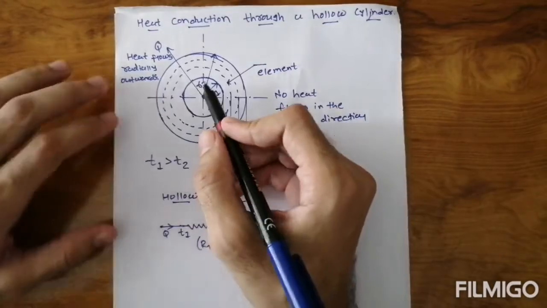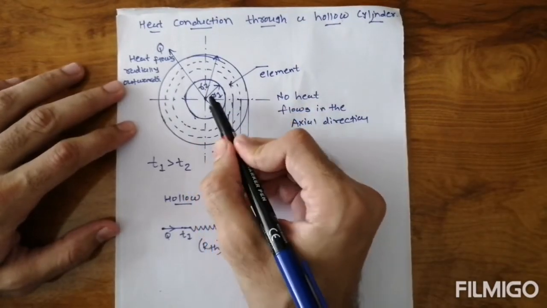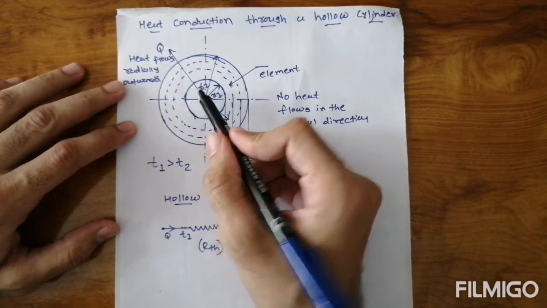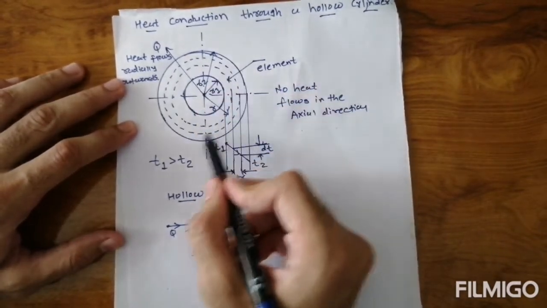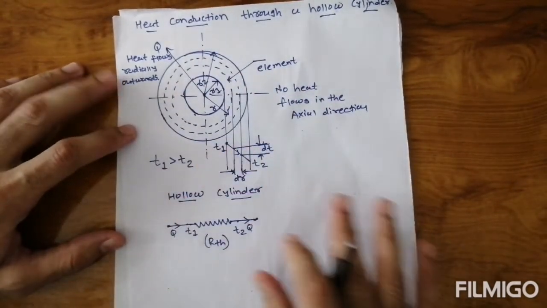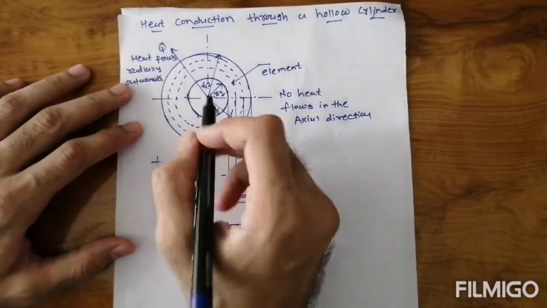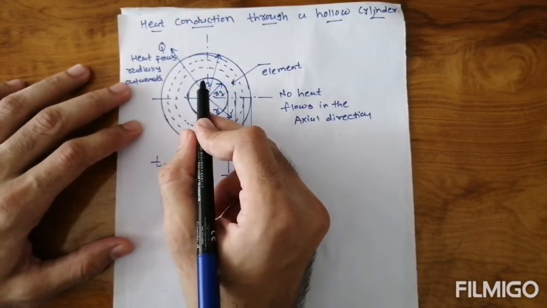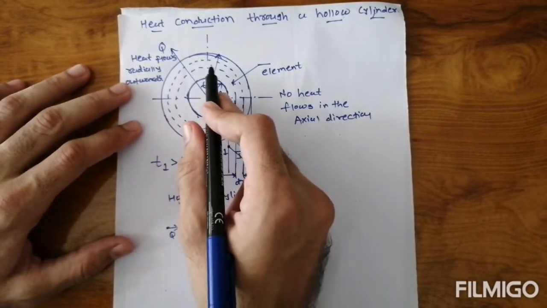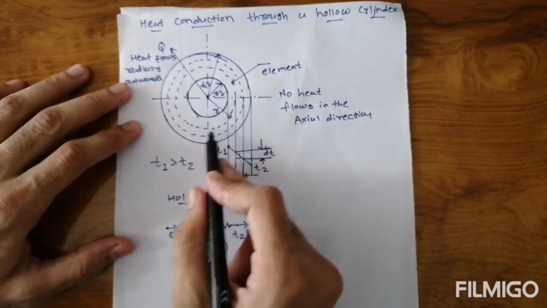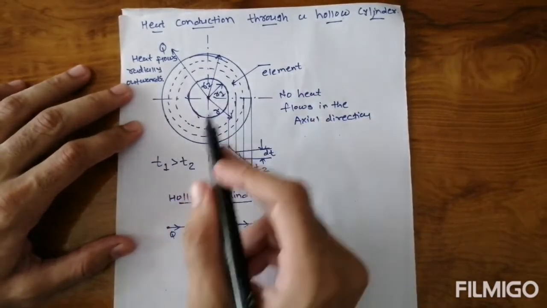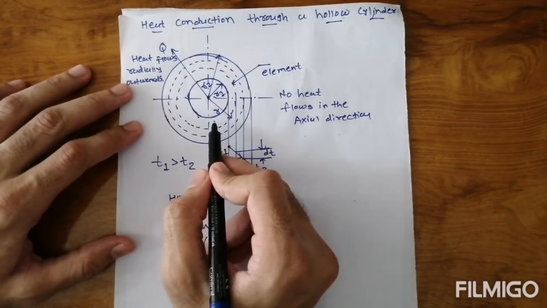I consider one hollow cylinder, where R1 is the inside radius of the hollow cylinder and R2 is the outside radius. Then, between that inside and outside radius, we consider one element, which you can see here dotted. That element's radius is r.